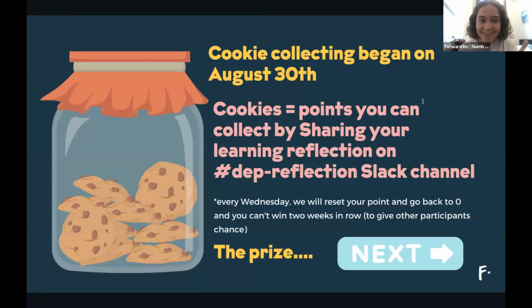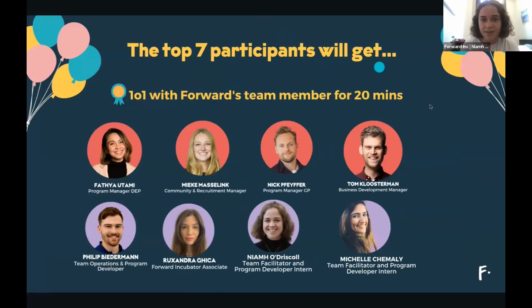As well, cookie collecting began on August 30th. Those of you who need a reminder, you can collect your cookies by posting your reflection in the Slack channel and getting people to interact with it. So if people put little emojis on it, if they ask questions, if there's a bit of engagement going, then you'll be in with a chance to win the cookie points, so stay tuned because we will have the cookie points announcement winners at the end of this session. And we are very happy to announce that this week we're going to have 4 extra participants getting a cookie session this week, as we have more members of the team doing the sessions with us.